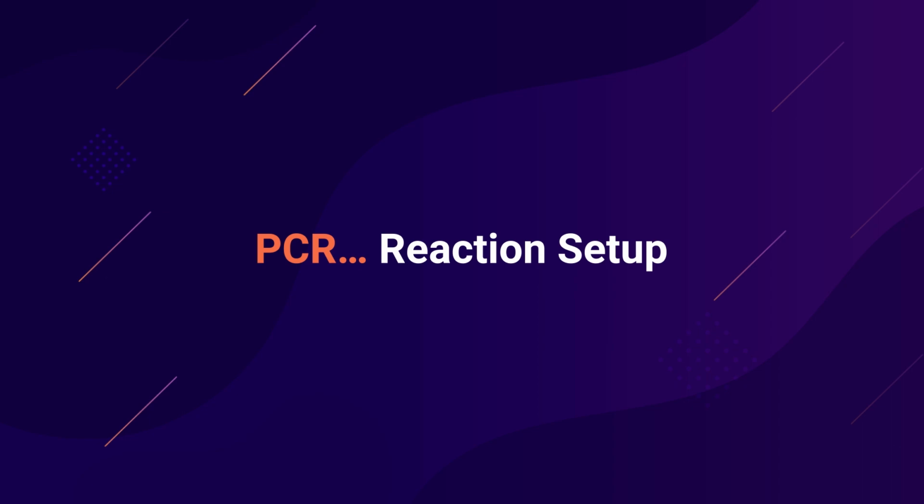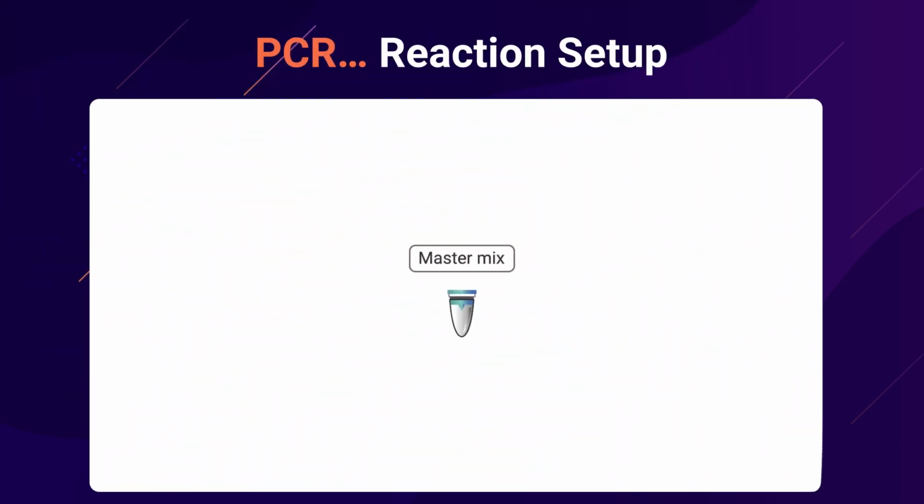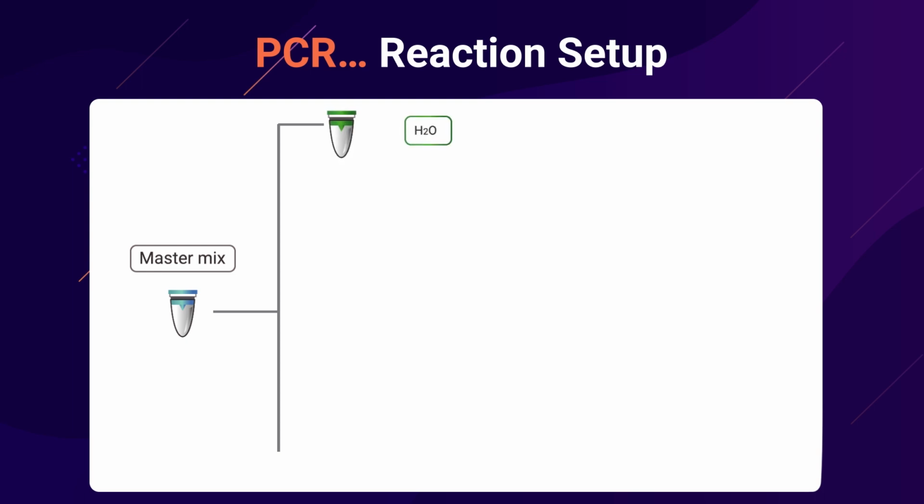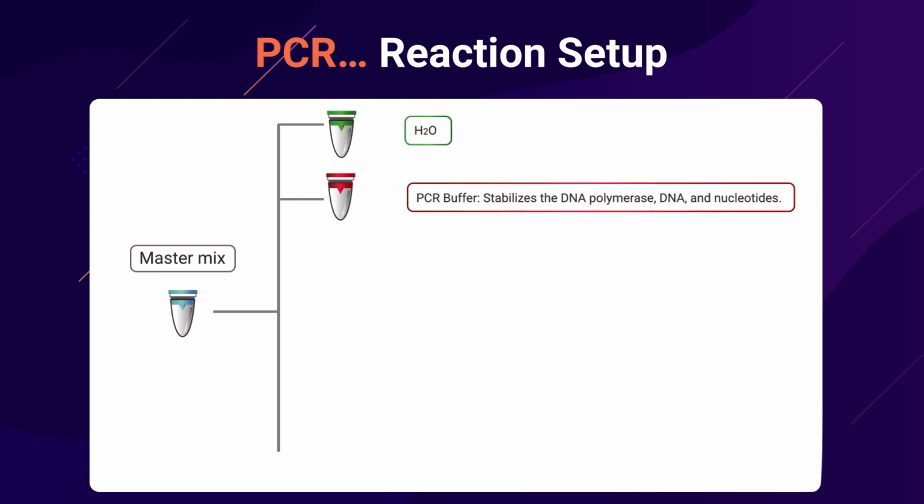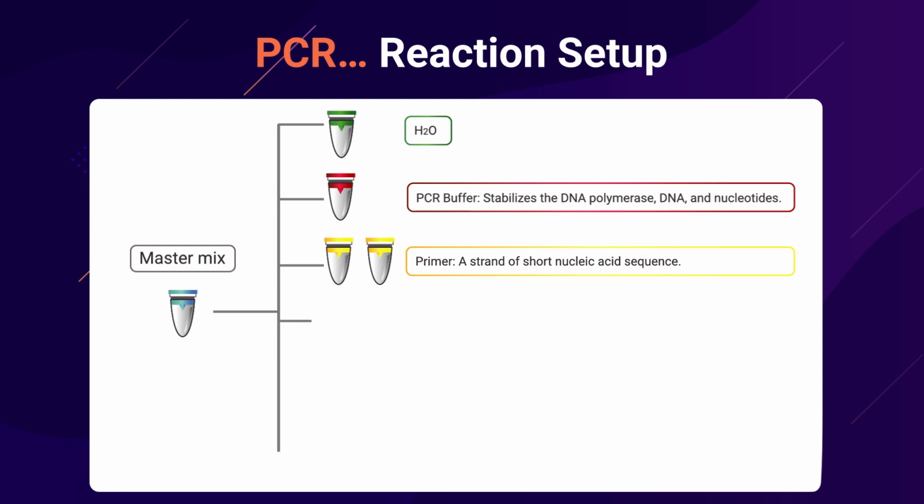PCR reaction setup. A sample consists of the following ingredients. H2O. PCR buffer, stabilizes the DNA polymerase, DNA, and nucleotides. KCl and Tris-HCl. Primer, forward and reverse primers. A strand of short nucleic acid sequence that serves as a starting point for DNA synthesis, complementary to both ends of the targeted DNA fragment.